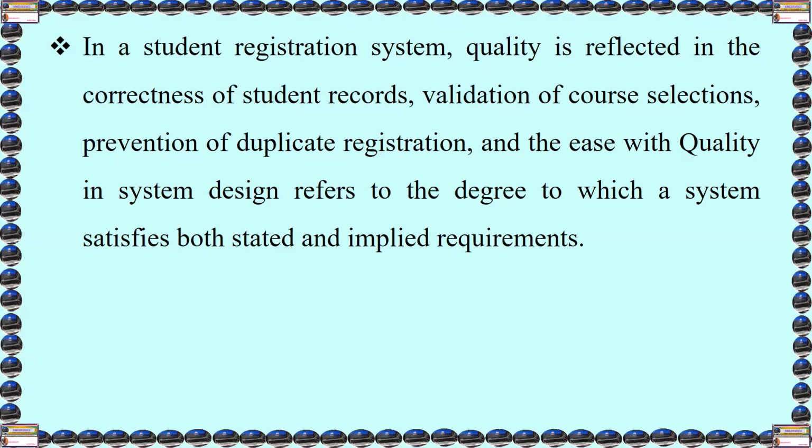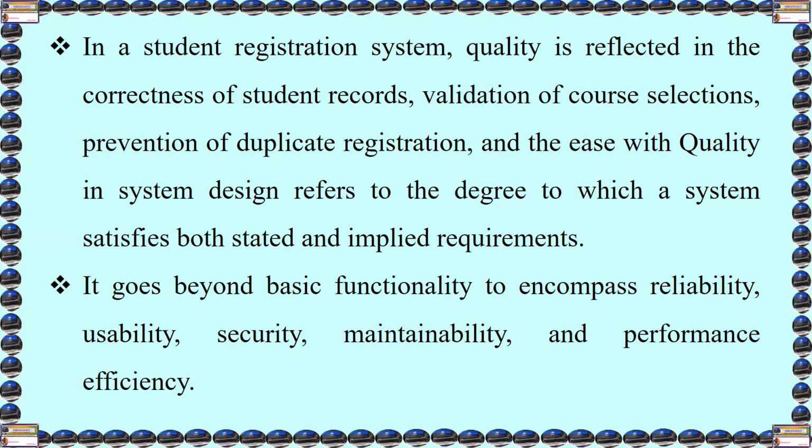In a student registration system, quality is reflected in the correctness of student records, validation of course selections, prevention of duplicate registration, and the ease of use. Quality in system design refers to the degree to which a system satisfies both stated and implied requirements.